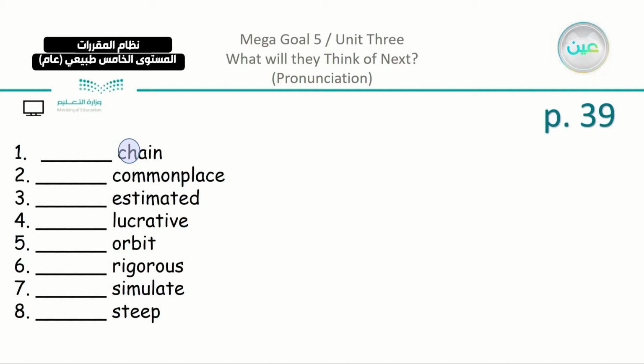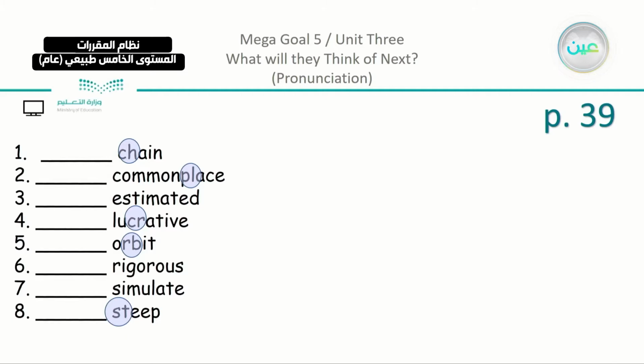Another example is place. We have also lucrative, orbit, and steep. So just to remind you that they are 2 consonants together. If there is a vowel in the middle, it is no longer a cluster.